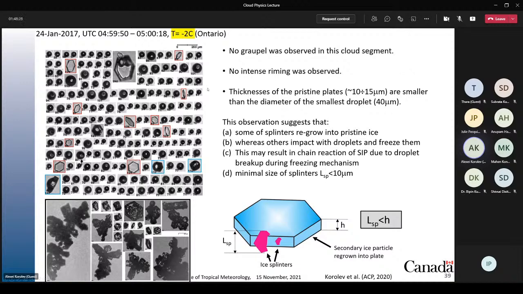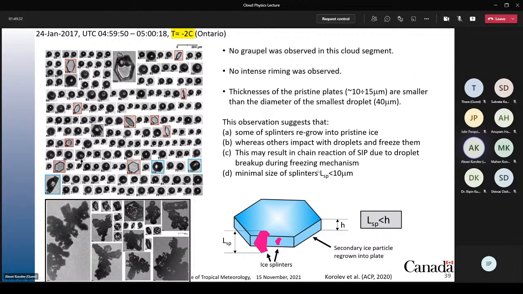What is interesting here is that the thickness of this plate gives us insight into what the size of the splinters could be, because they are optically homogeneous. It means that the ice particles they formed on should be smaller than the thickness of these plates. Otherwise, we would see optical inhomogeneity. Note that the thickness of all these plates is less than the smallest droplet surrounding these plates. The thickness of this plate is estimated as 10-15 micrometers. It can be easily measured. That leads us to the conclusion that the size of this splinter should be less than 10 micrometers.